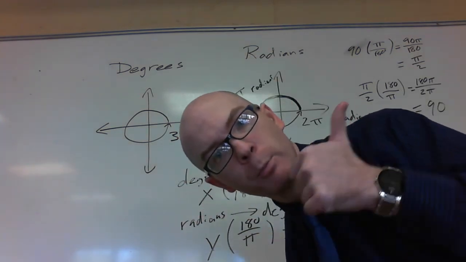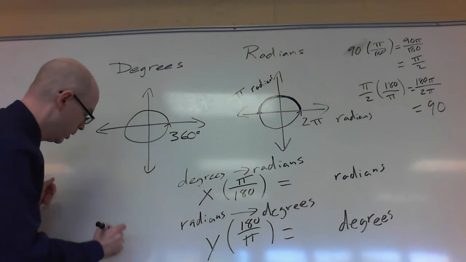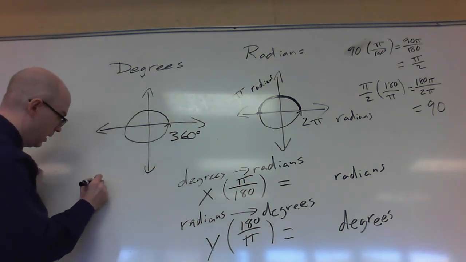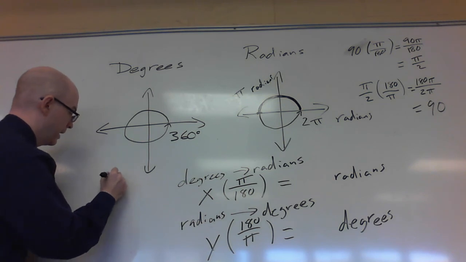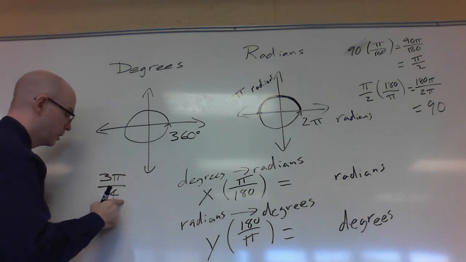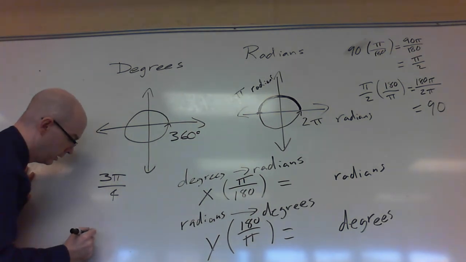All right, practice this. Think about that. Here's some conversions to work with. Try and convert 3 pi over 4 to degrees. And then also try converting 120 degrees into radians.